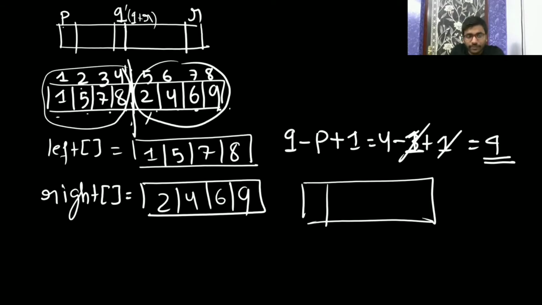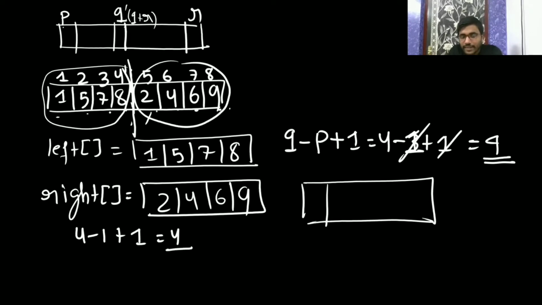So the number of elements present in the first half is going to be q minus p plus 1. Am I clear to all of you? So 4 minus 1, then plus 1, so you are getting 4 only. So you have 4 elements.